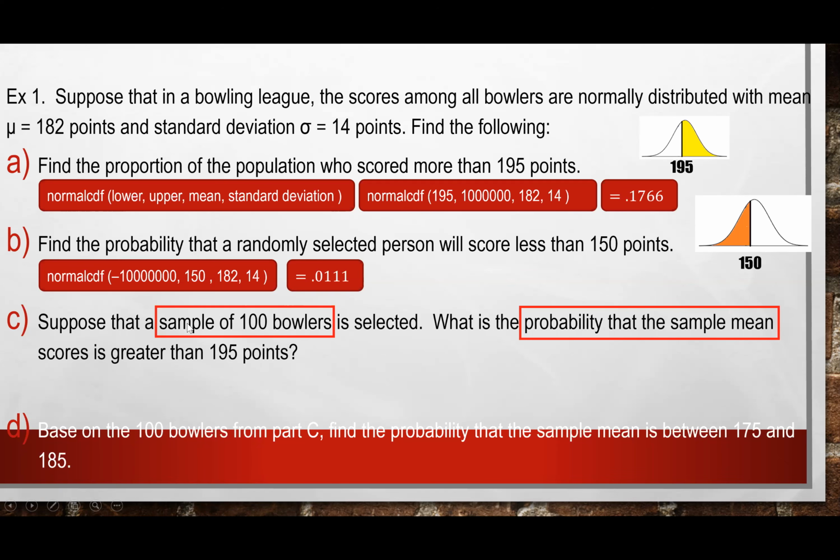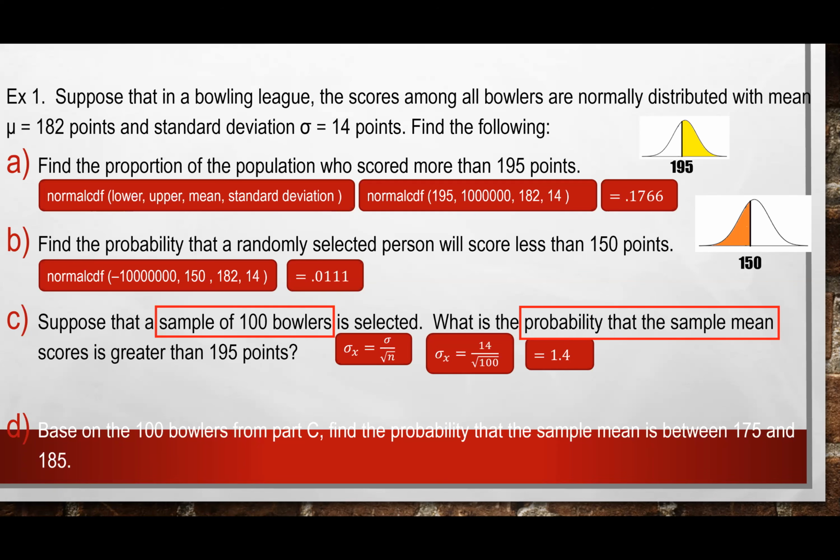Because we deal with this sample, we need to adjust our standard deviation, or in other terms, we need to find a standard error. To find the standard error, we take the population standard deviation divided by the square root of n. In this case, we have 14 divided by the square root of 100. The square root of 100 gives me 10, so 14 divided by 10 gives me 1.4. This is the standard deviation that we use because we are dealing with a sample number of items.